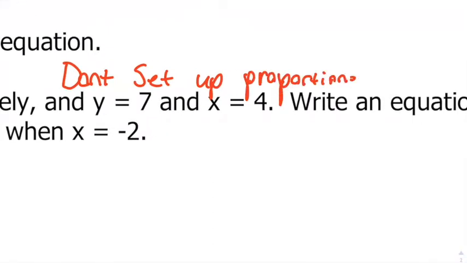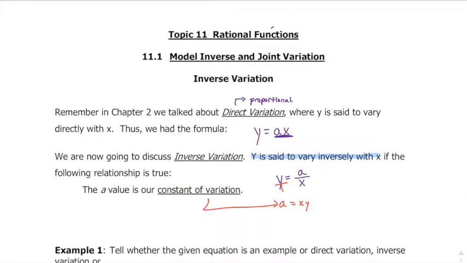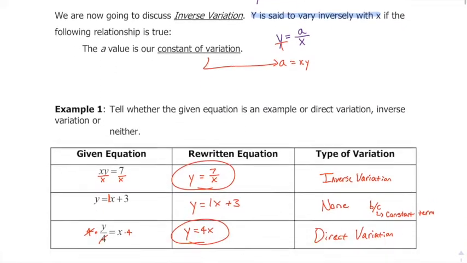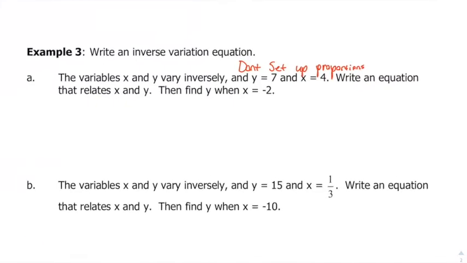Proportions are, in a way, a direct variation relationship. Inverse variation has a totally different relationship here. So you do not want to set up a proportion. You will not get the right answer. So be really careful here on these.